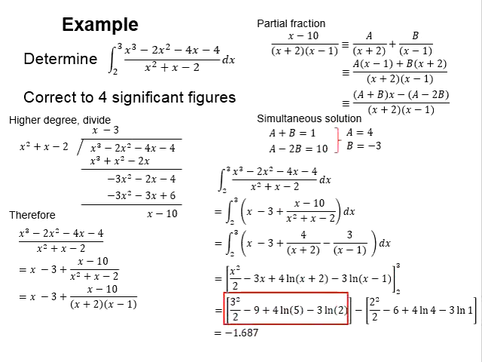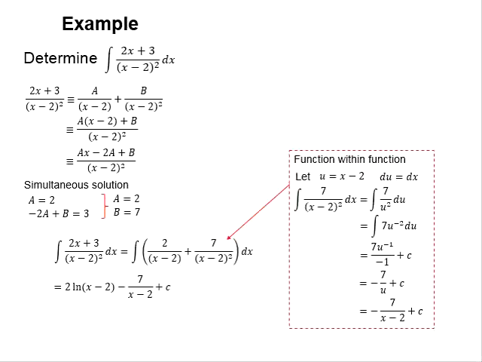Substitute the upper boundary into the functions, minus the substitution of the lower boundary. Then you will get your final answer as negative 1.687. Let us try another example.